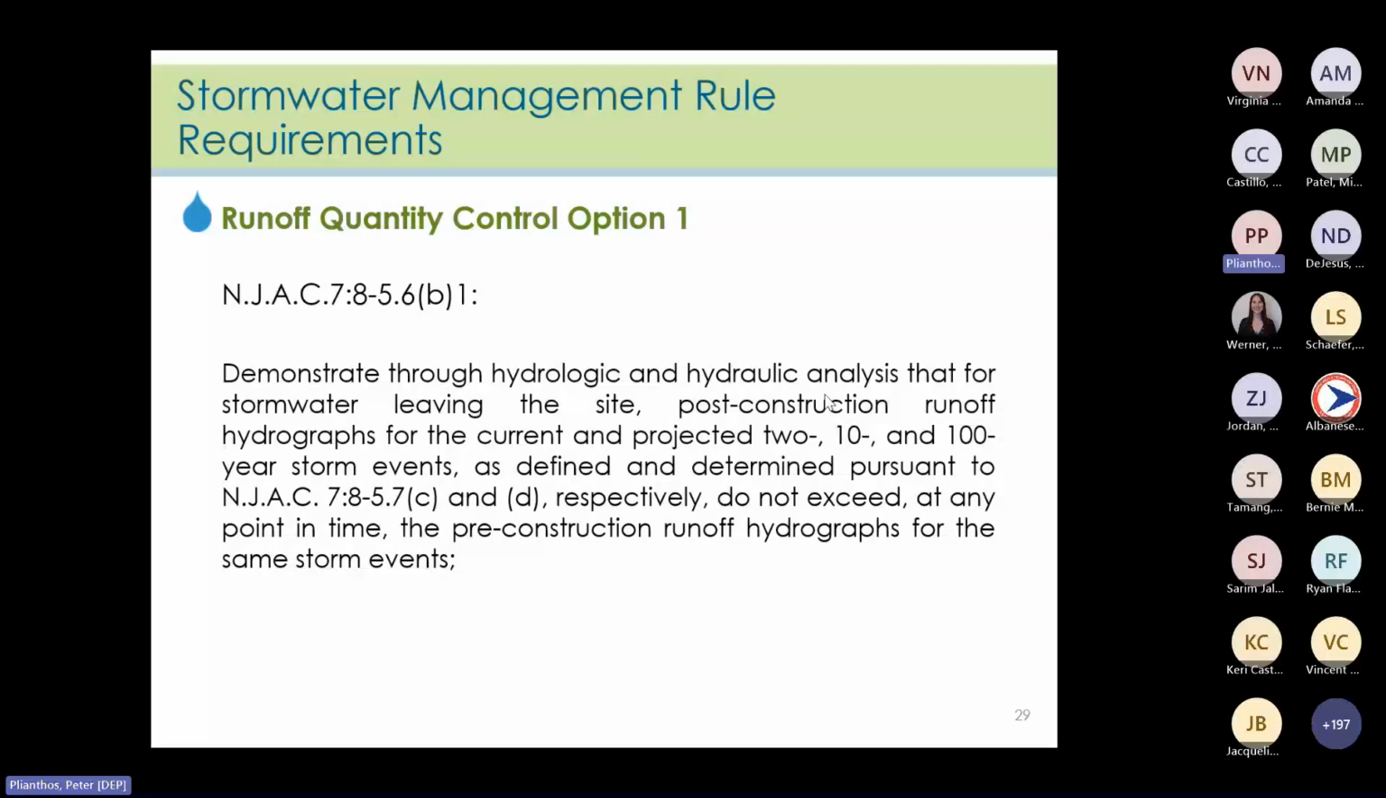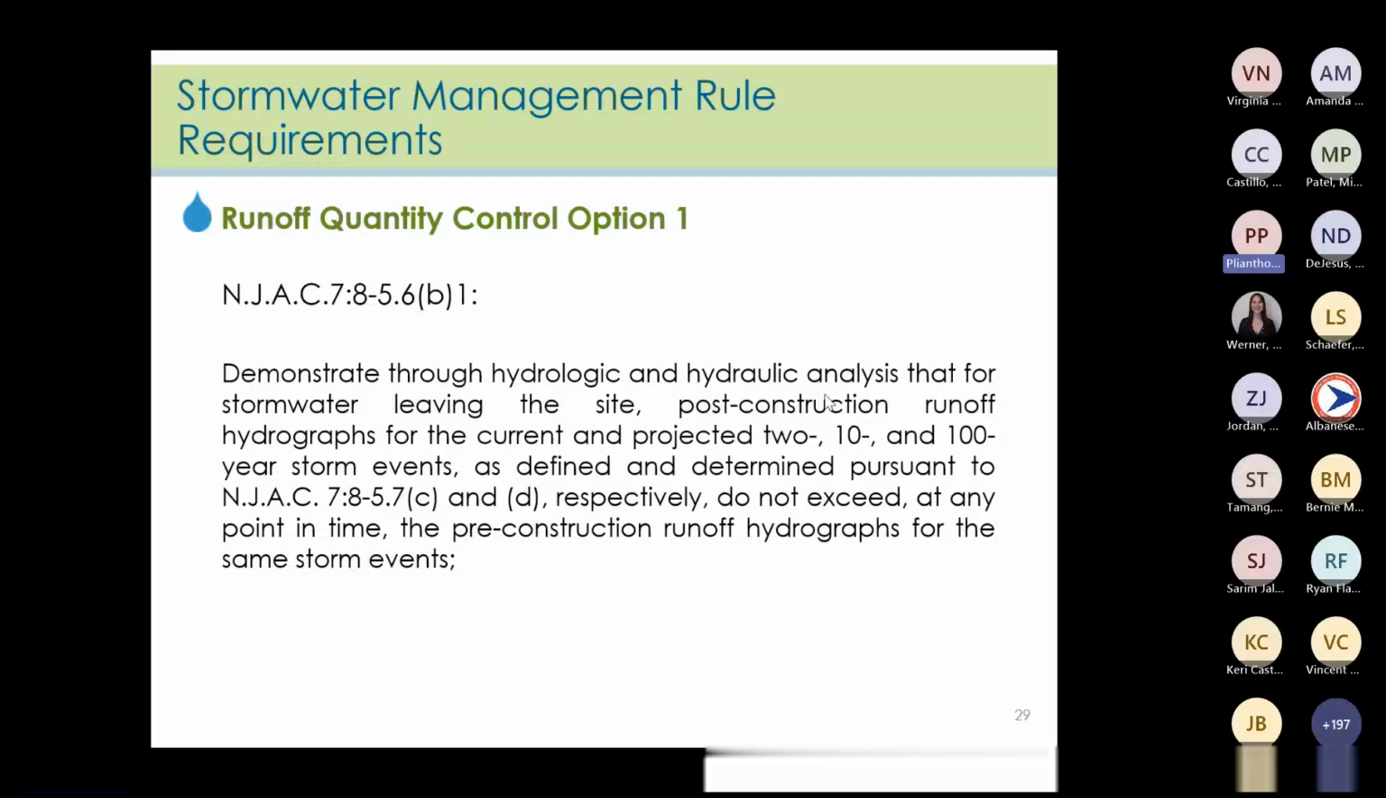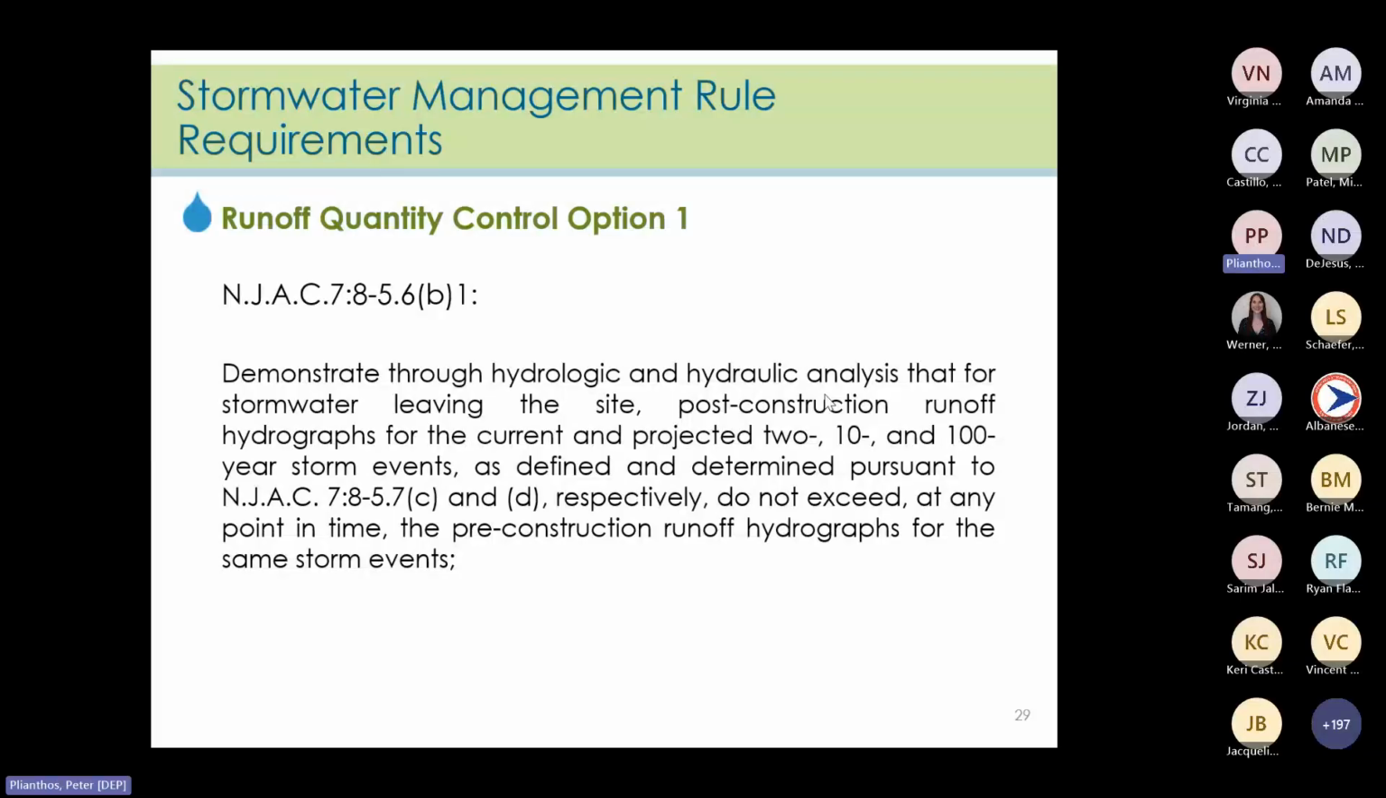In order to meet this quantity control option for a given design storm event, the post-construction runoff hydrographs for the current and projected 2, 10, and 100-year storm events must be bounded by and not cross, at any point in time, the pre-construction runoff hydrographs for these same storm events. As mentioned earlier, the current 2, 10, and 100-year storm events are the rainfall data from NOAA applied with the current precipitation adjustment factors, and the projected 2, 10, and 100-year storm events are the rainfall data from NOAA applied with the future precipitation change factors.